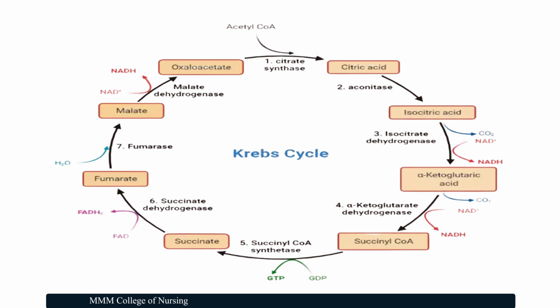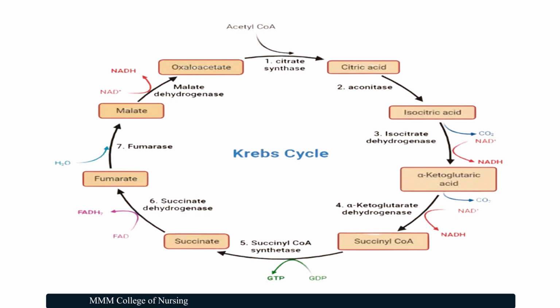Then alpha-ketoglutaric acid becomes succinyl-CoA through alpha-ketoglutarate dehydrogenase, releasing another CO2 and NADH. Then succinyl-CoA becomes succinate through succinyl-CoA synthetase, producing GTP. Then succinate becomes fumarate through succinate dehydrogenase, producing FADH2.